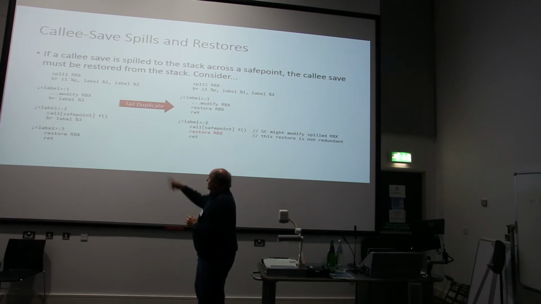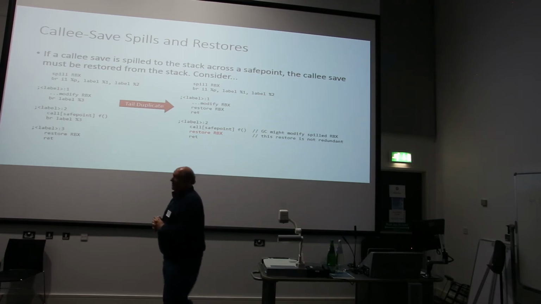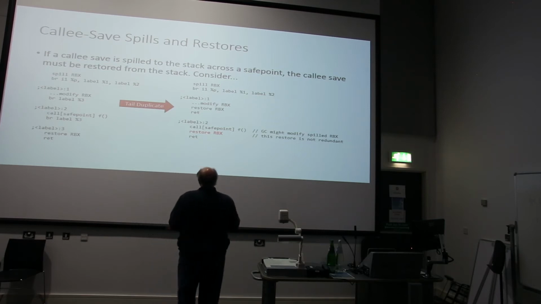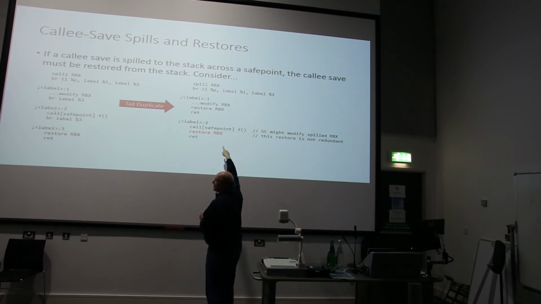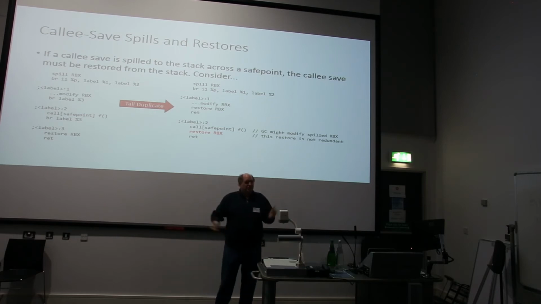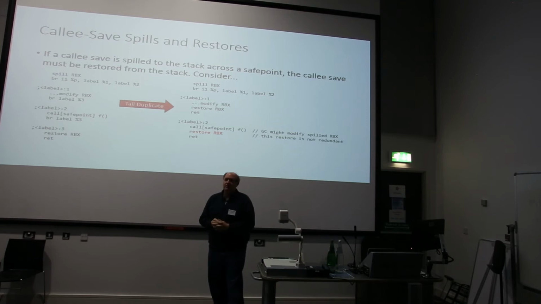Then somebody says, well, let's tail duplicate the return. Once we tail duplicate the return, on one side we see the spill, modify, restore, everything's fine there. On the other side, well, we never modified this RBX, so why do we bother to restore it, right? Just a useless read of the same value that we had in there, okay?